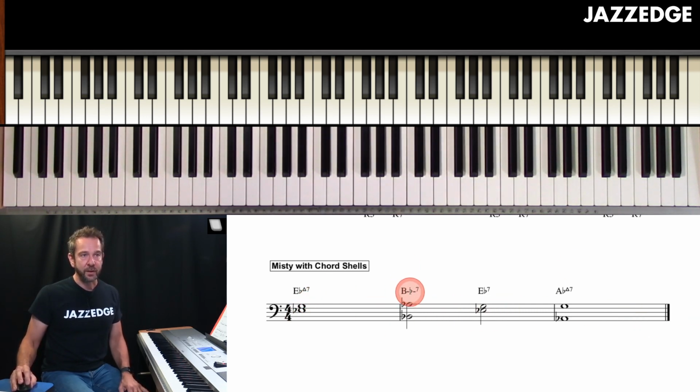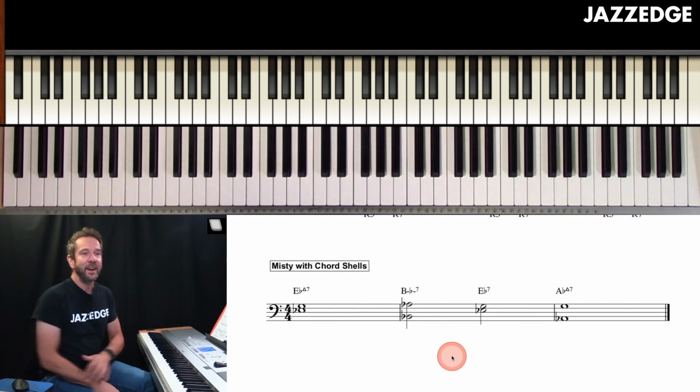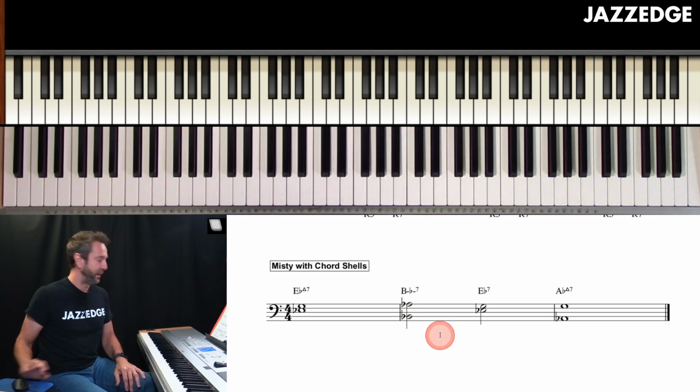Whoops, I've got to fix that before I upload it. That says B minus flat minus 7. It should just say B flat minus 7. So that's a B flat minor 7 chord.